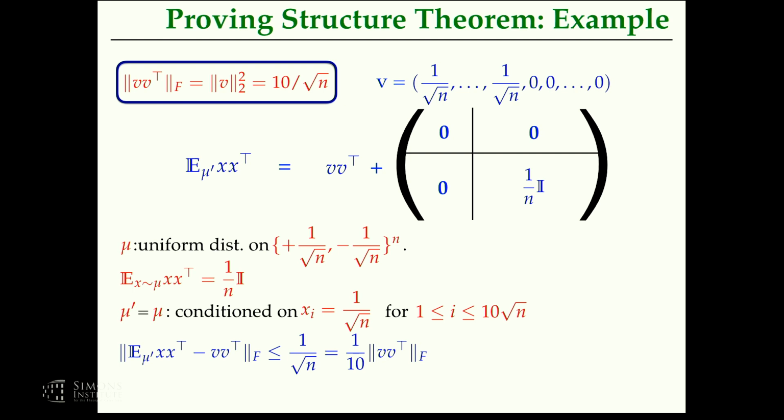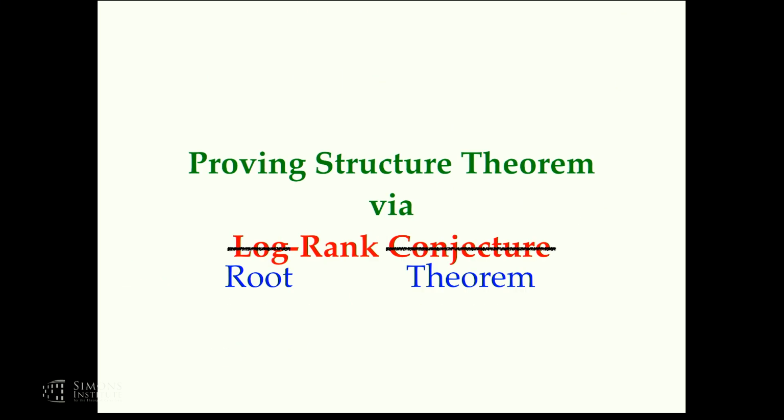Okay? So is this example clear why I can condition on 10 root n coordinates and get some subset which is approximately convex here? Great. Yes. So can I have 5 minutes?